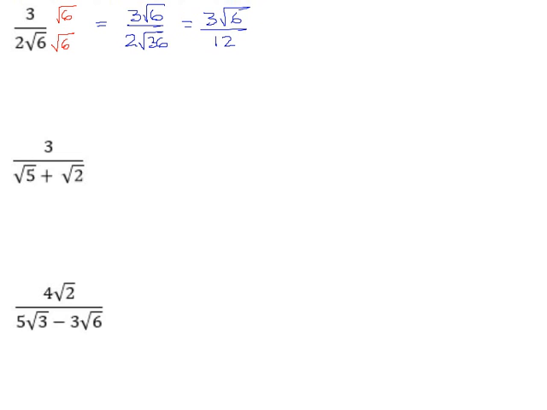You could stop there, but do you see why we shouldn't? You're always supposed to reduce fractions as much as you possibly can, and here we have 3/12. Both of those numbers are divisible by 3. If you divide the top and the bottom by 3, you get root 6 over 4, and that's the best place to stop.